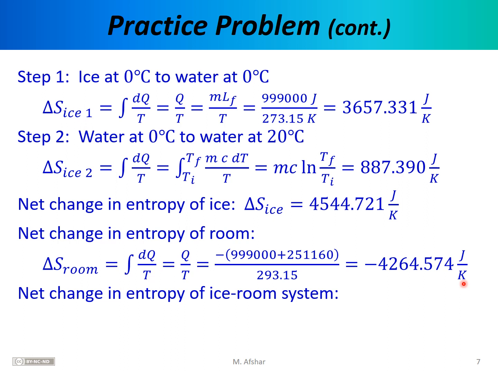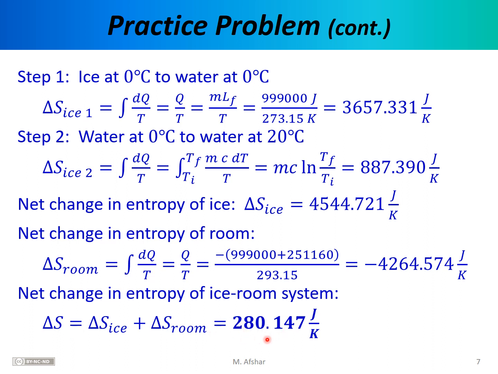Answering part C is easy. The net change in entropy of the ice room system is simply the sum of the two numbers that we found before. We find that the net change in entropy is approximately 280 joules per Kelvin. Now notice that the room and the ice together essentially represent the entire universe. What we're talking about here is the ice and then everything other than the ice. We're calling it the room, but you can also call it the environment or pretty much the rest of the universe. So what we're finding here is that the net entropy change of the universe is a positive number.